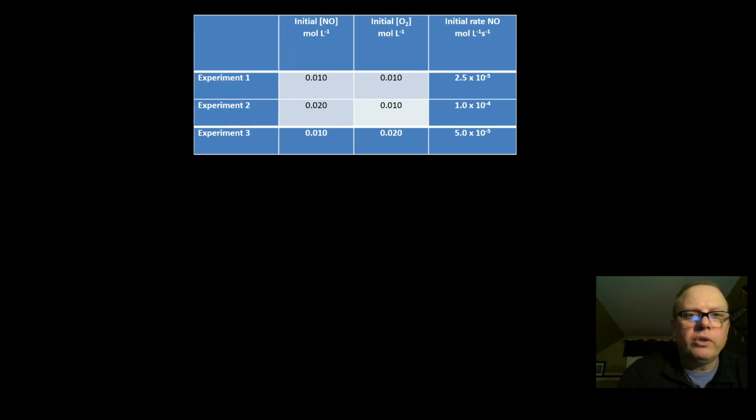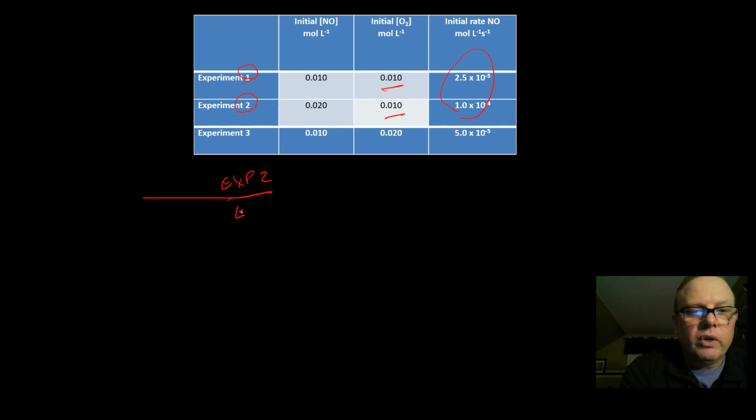The first thing I want to do is get the rate order for the nitrogen monoxide. So I want to take a look at experiment number 1 and experiment number 2, because in that, the oxygen was held constant and therefore can be eliminated. So any change in the rates here is going to be due to the change in the concentration of the nitrogen monoxide. So I will take a look at experiment 2 over experiment 1, and that is equal to K over K.